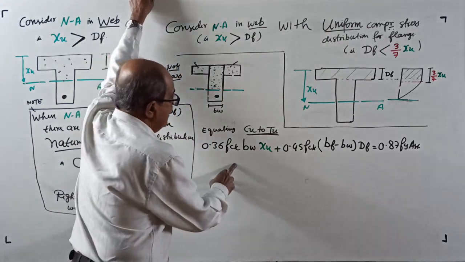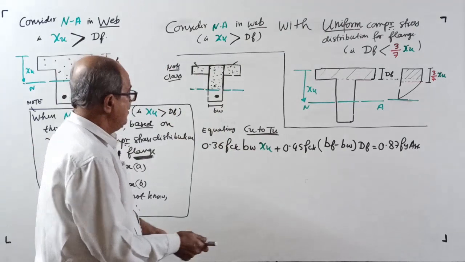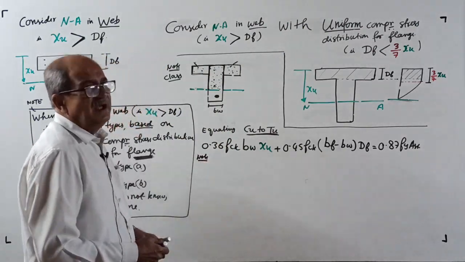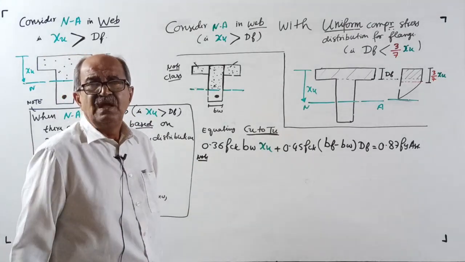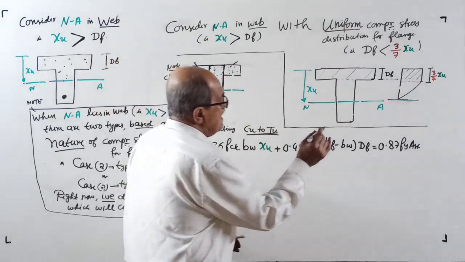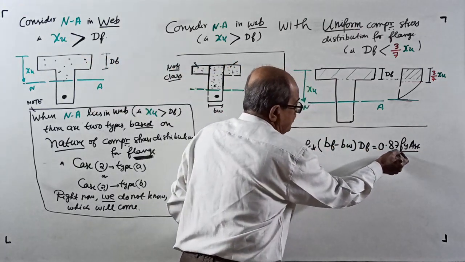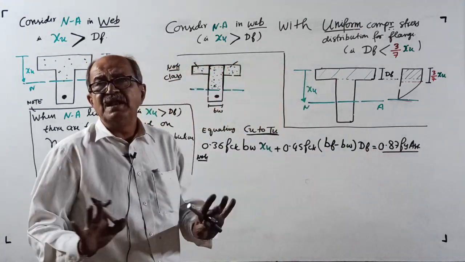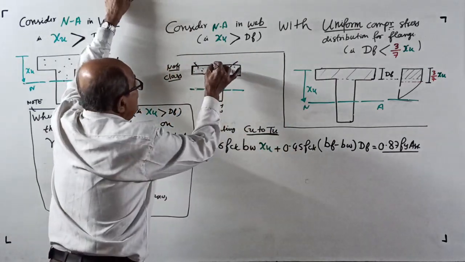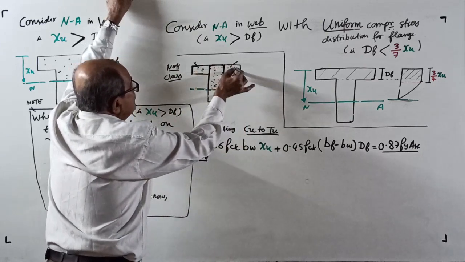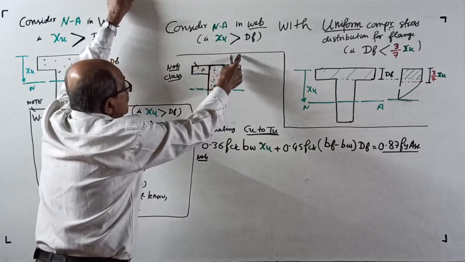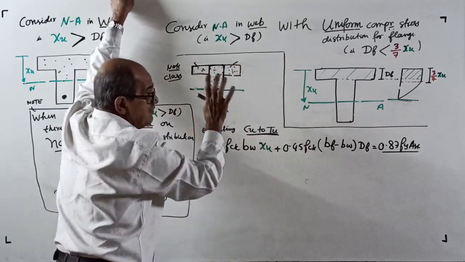Now, one confusion. Some people will ask, sir, how to remember it? I will give a hint; make a note right now. The right hand side is always 0.87 fy Ast. Nobody in the world can change it. The left hand side has two terms: one is for this area, and one is for the outstands. I already told you, these two outstands together equal bf minus bw by bw.